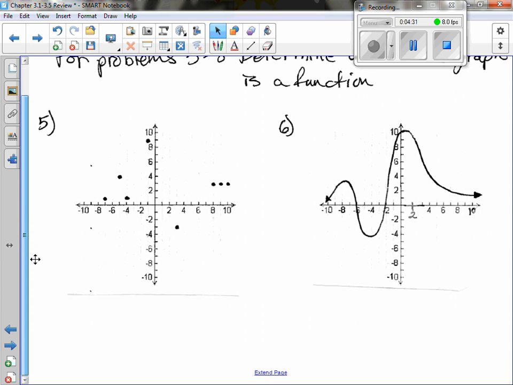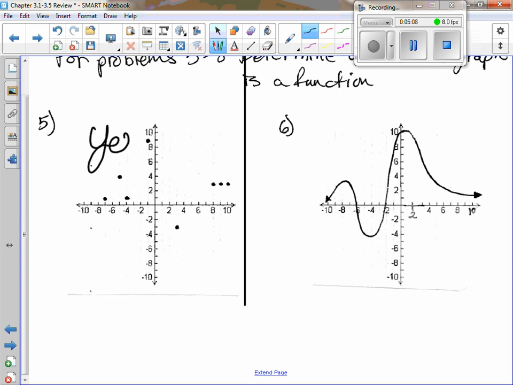5 through 8, determine whether it is a function. When we looked at a graph, we used the vertical line test. Can I draw a straight line up and down, and the line only crosses the graph once? As I look at this here, it only crosses once here. How about here? Once, once, once, once, once. So is this a function? Yes.